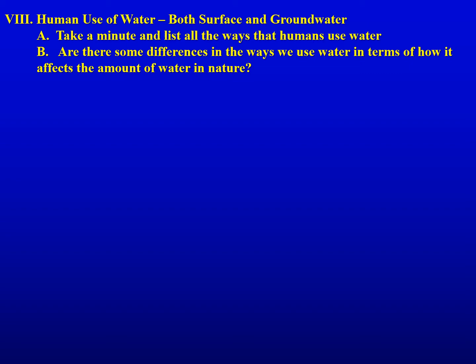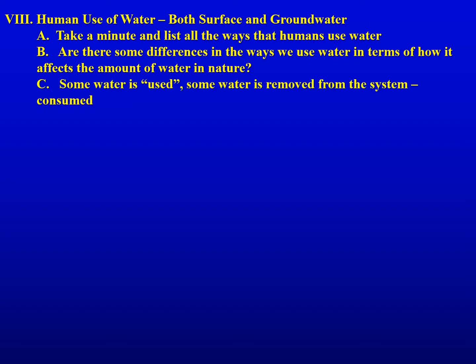So some things consume water, take it out of the water cycle. Some things use water, not necessarily take it out of the water cycle, or you take it out, you put it back. That happens a lot in industry where they're taking water out of nature, they're using it to cool down machinery, then they just dump it back into nature after they're done using it. So some water is used, and yet other water is then removed from the system, and that's called water consumption.